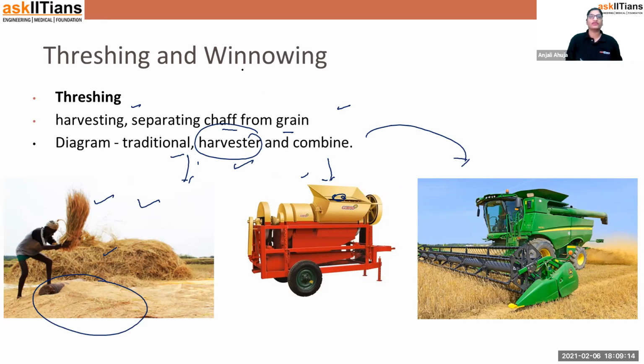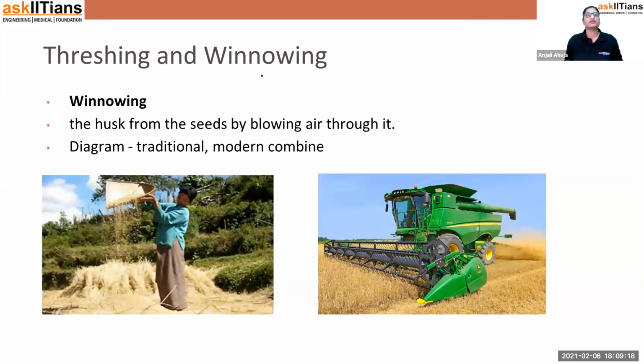I have written winnowing with it, but winnowing is done at a fine level. So next is winnowing: removing the husk from the seeds by blowing air through it. You must have seen your mom cleaning rice or pulses in the kitchen. They take it in a plate, move it like this when cleaning it, and then blow on it so all the dust and everything goes away.